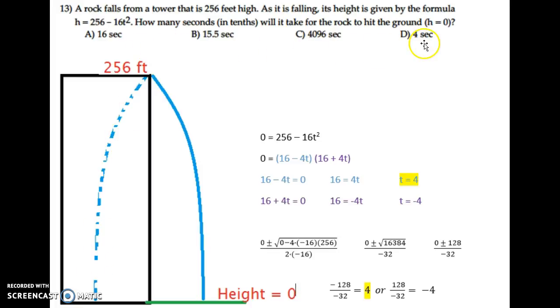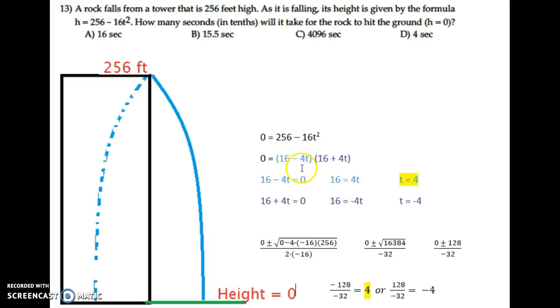And so that is what we're trying to solve for. When will the rock hit the ground, which is a height of 0? So we're going to plug a 0 in for h. And I've shown it solved out here a couple of ways. You can solve by factoring.